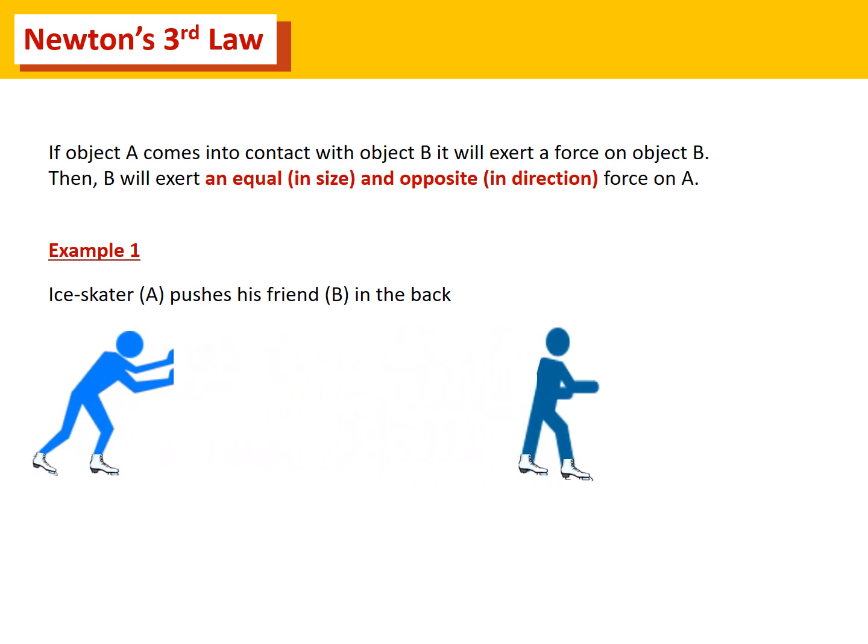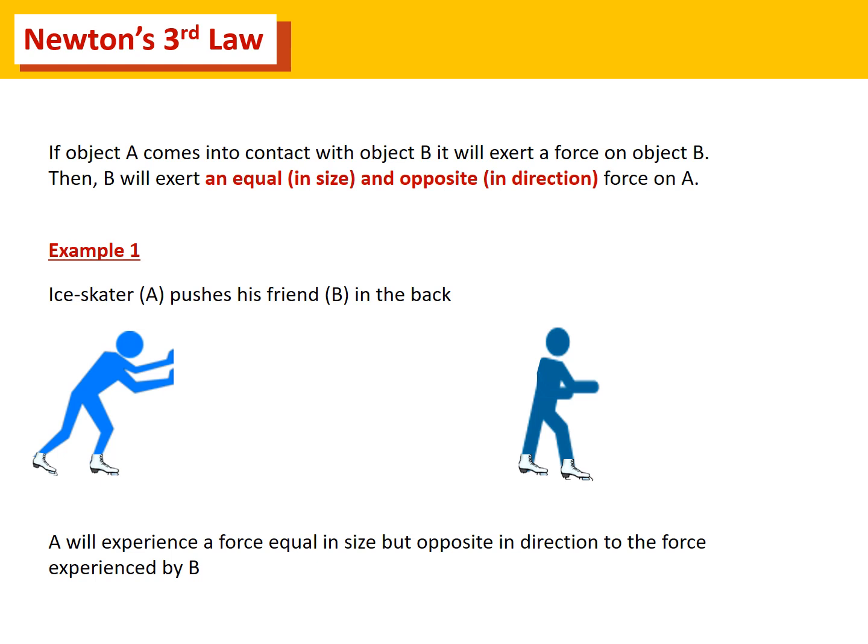Not only will B move to the right because of the force exerted from skater A, but skater A will move back to the left because of the opposite force that B has exerted on it. It's an equal and opposite force, equal in size but opposite in direction.